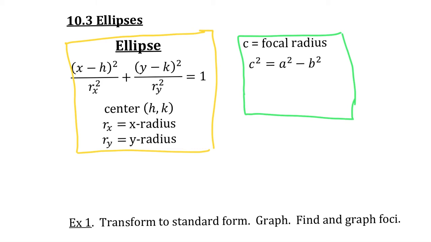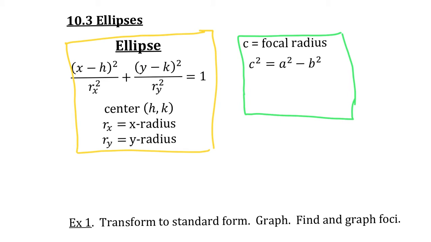In 10.3, we're going to look a little more closely at some of the features of an ellipse. This is the standard form of an ellipse. We already wrote this down in 10.0, so you may not want to copy it again. We're going to add a focal radius to the list of information about an ellipse. Focal radius helps us map the foci from the center of the ellipse.